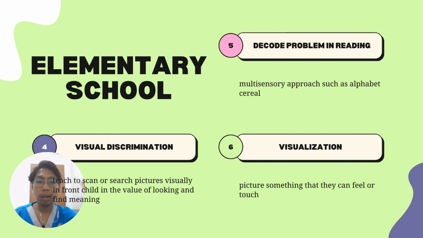So decode problems in reading, multisensory approach such as alphabet cereal. As I mentioned before, the multisensory approach is very helpful, especially for people who are kinesthetic learners, which we will touch on later, who learn from physical movement. So with alphabet cereal, such as touching A and then eating A, they will remember A. So if they want to read, with this multisensory approach, they are able to recognize the alphabet, then words, and then finally sentences.